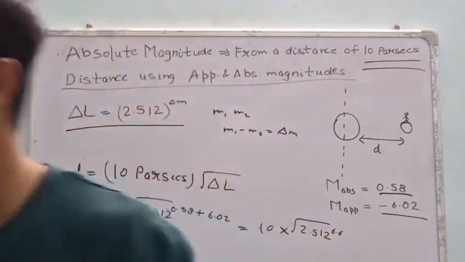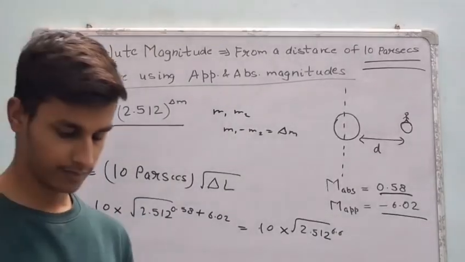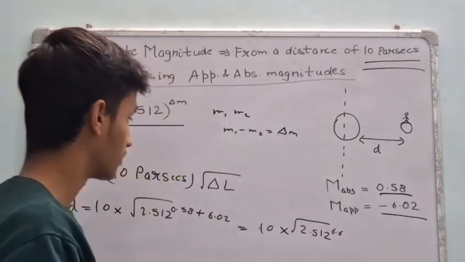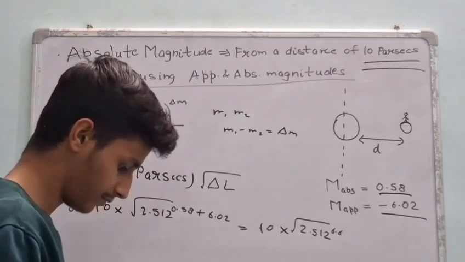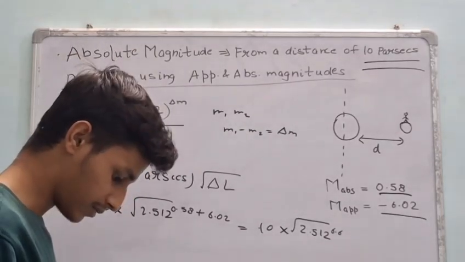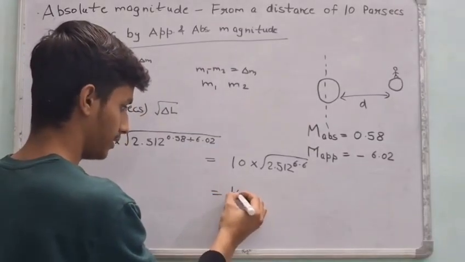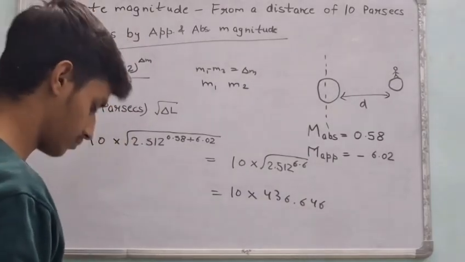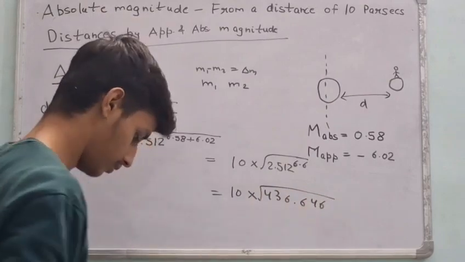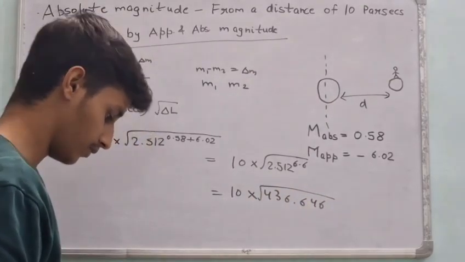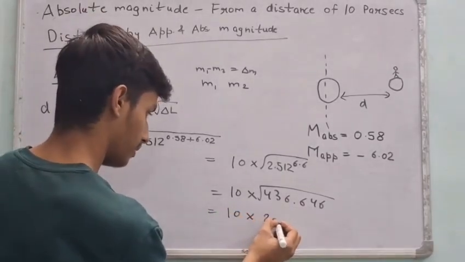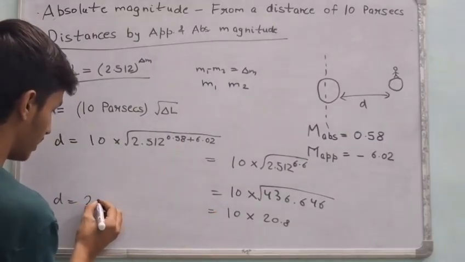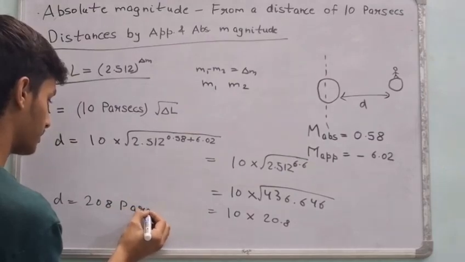Let me just grab my phone for the calculation. So 2.512 whole raised to the power 6.6, we get 436.646. So this should be under root, sorry. And now the root of this gives 20.8, so we have 10 times 20.8. The final distance between Earth and the star will be 10 times 20.8, which is 208 parsecs.